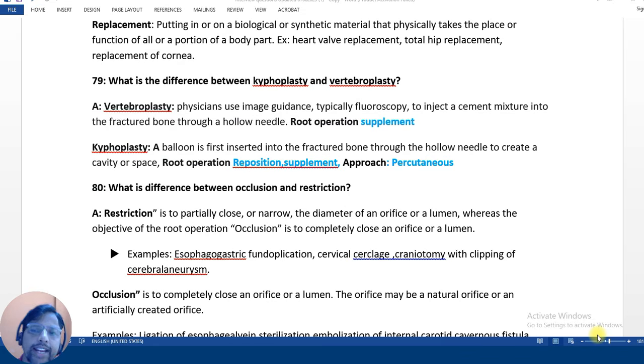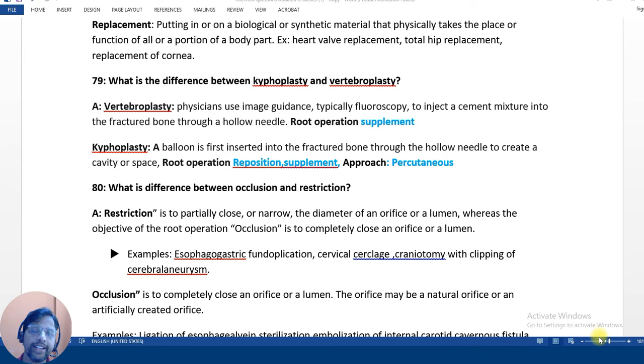What is the difference between kyphoplasty and vertebroplasty? In vertebroplasty, the physician uses imaging guidance, typically fluoroscopy most of the time, to inject a cement mixture into the fractured bone through a hollow needle. Here you need to use the root operation supplement.